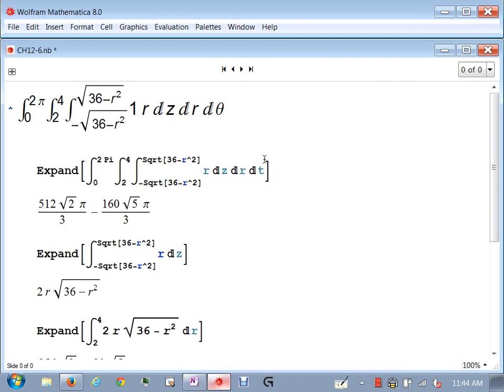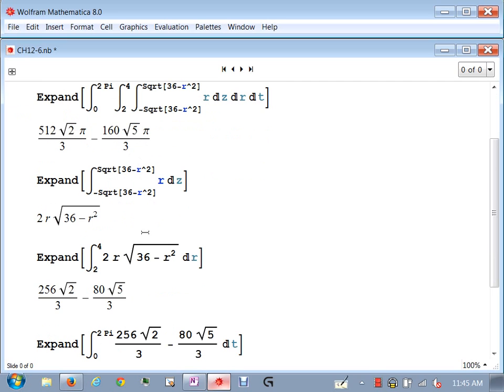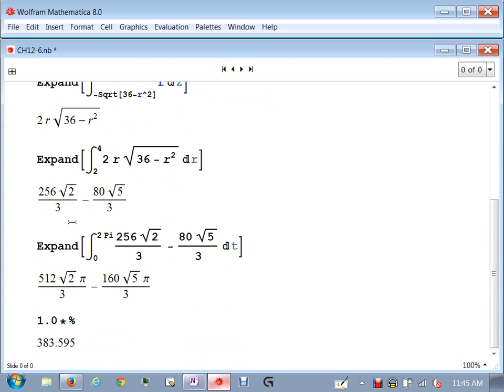Now, when I decided to do this, I guess last time I did this, I went ahead and did the top and bottom surfaces. I didn't double the answer. And it probably worked out a little worse. But at the end of it all, when you get through all of this, here's that first integration, the antiderivative. And then you keep going, and then you get this answer, which is the exact answer, and this is your approximate answer, 383.595.